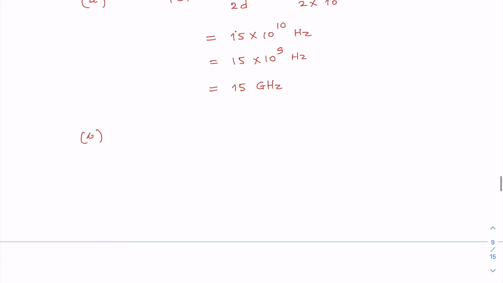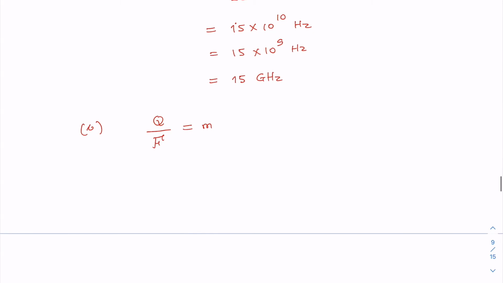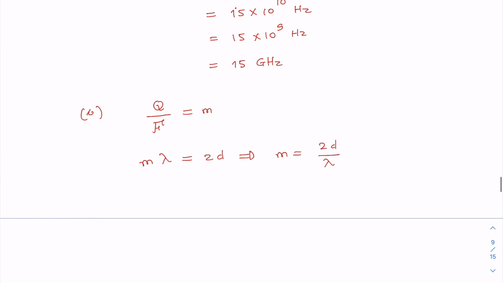We know from our class that this ratio of quality factor and the finesse of the cavity is an integer, say m, and this integer gives the order of the cavity resonance. We know that this order of the cavity, that is m, is equal to the number of wavelengths in the length of 2D. So we know this relation that m times lambda is equal to 2D. So from here we can easily find out m is equal to 2D divided by lambda.